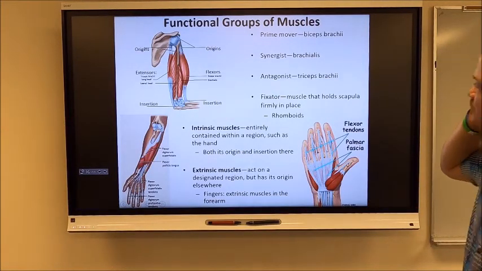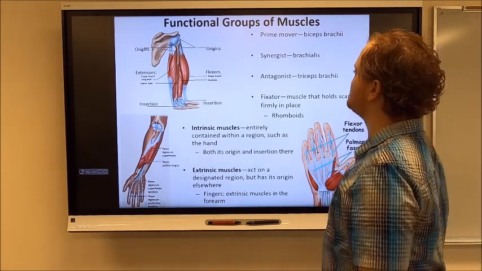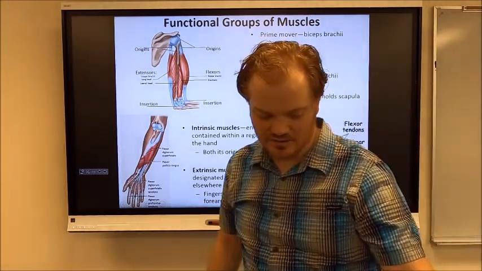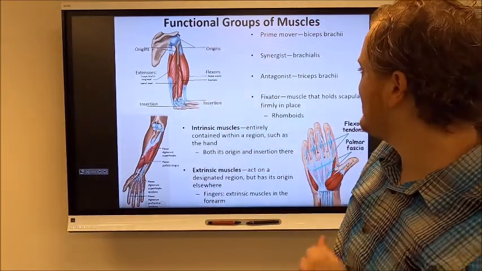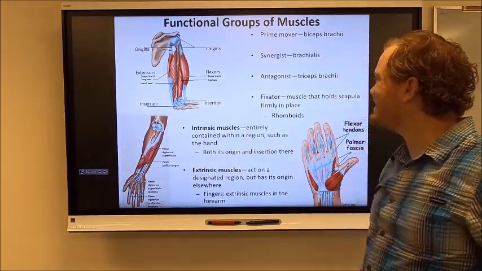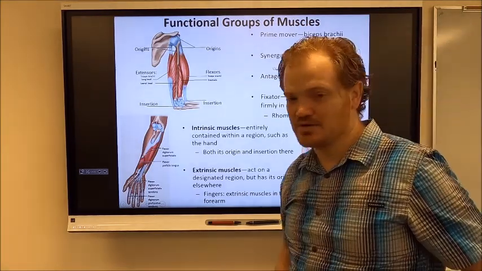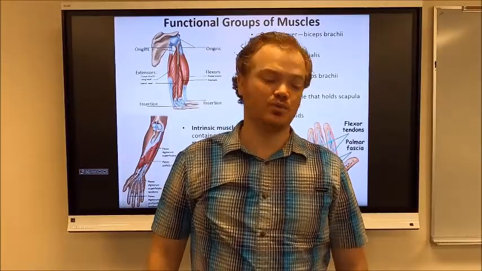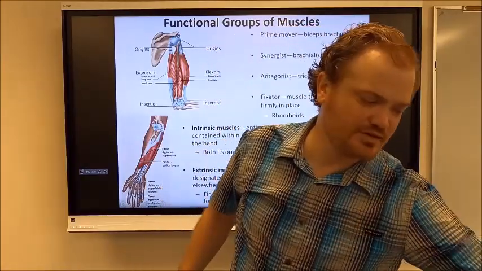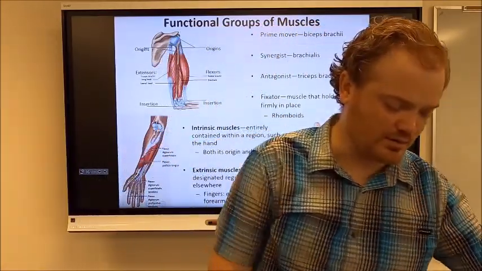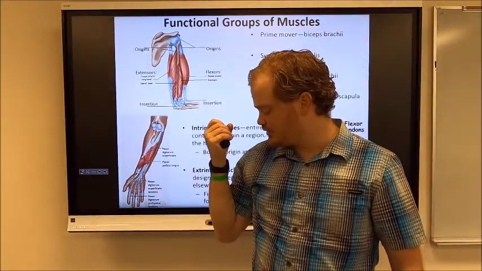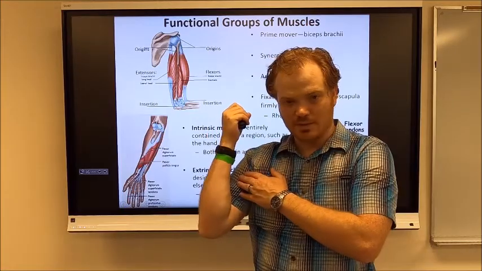There are certainly functional groups within musculature. These are thought of as being prime movers, synergists, antagonists, and fixators. A prime mover is the muscle that does the majority of the job. So when I lift up my Taco Bell here, or I lift the clicker that allows me to control the slideshow, when I do this, the muscle that I'm using primarily is my bicep.